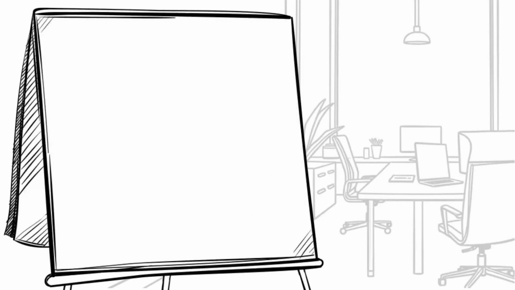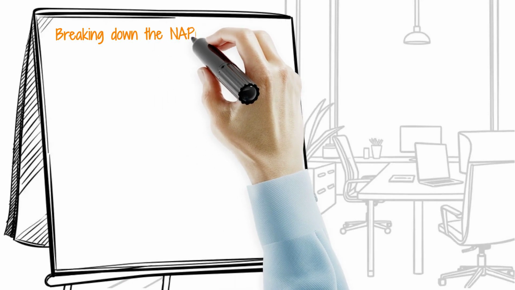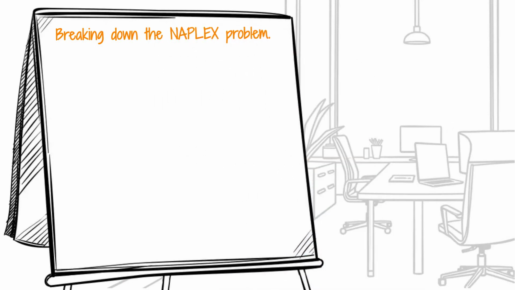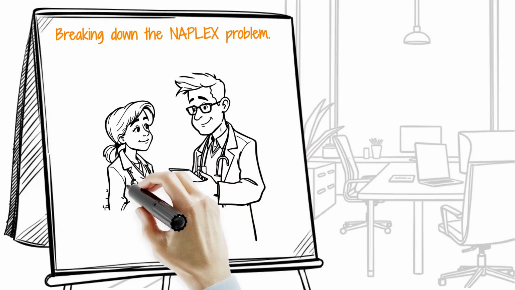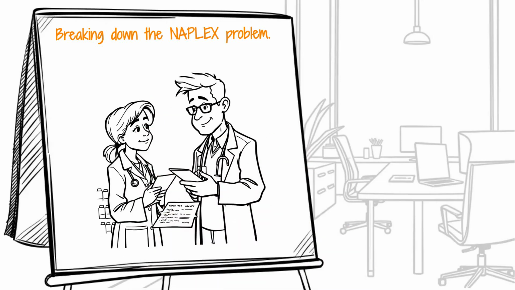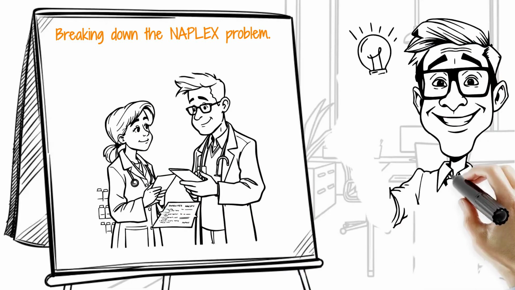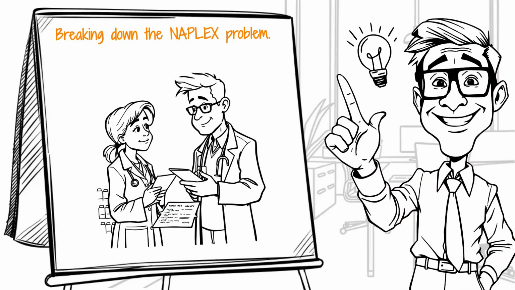Now let's break this NAPLEX problem down. First, identify the key pieces of information. The patient's conditions and current medications are crucial. Lisinopril, an ACE inhibitor, is commonly prescribed for hypertension and can be beneficial for diabetic patients to protect renal function.